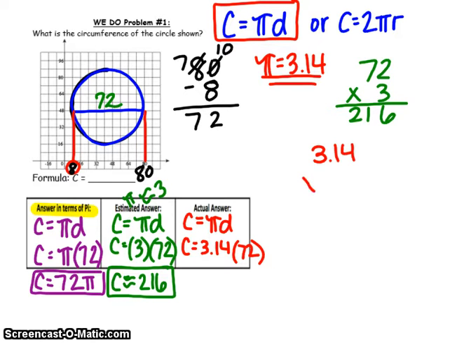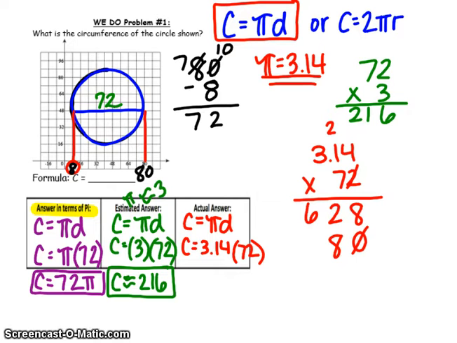So 3.14 times 72. I know that 2 times 4 is 8, 2 times 1 is 2, 2 times 3 is 6. I want to go ahead and cross out that 2 since I've already used it and put a placeholder. 7 times 4 is 28, 7 times 1 is 7, and 7 plus 2 is 9, and 7 times 3 is 21. So I need to go ahead and add these up. So I get 8, 8 plus 2 is 10, 9 plus 6 is 15, and 15 plus 1 is 16, and 1 plus 1 is 2, and I bring down this 2.